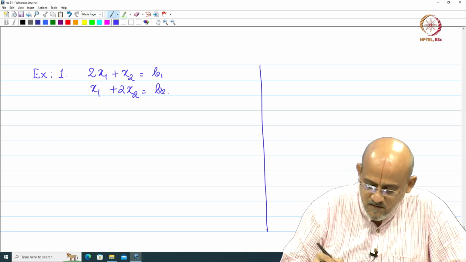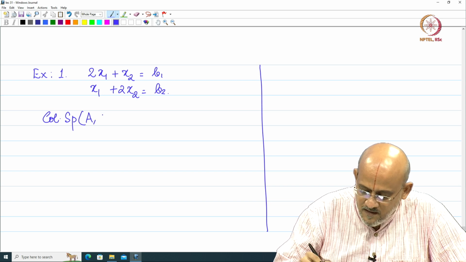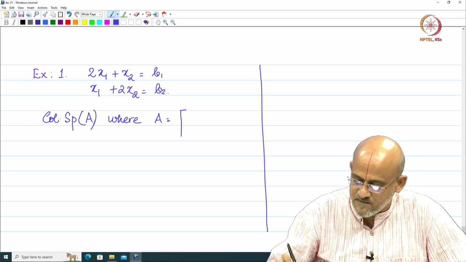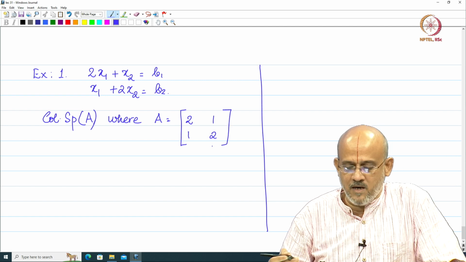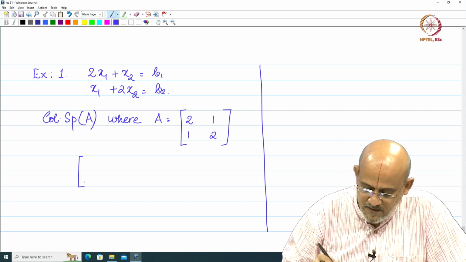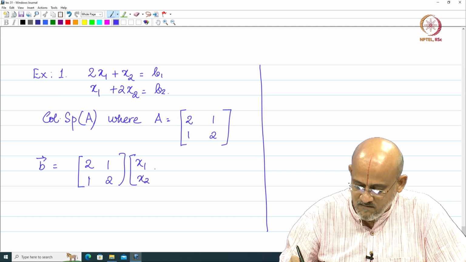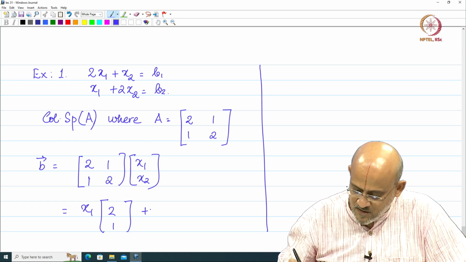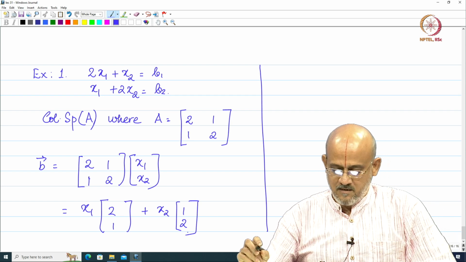So, what are we trying to look at? We want to look at the column space of A, where A is equal to this matrix, which is 2 1 1 2. Now, what are we trying to do? We want to look at those set of vectors b which can be expressed as the matrix 2 1 1 2 times say x1 x2, which is essentially saying x1 times the vector 2 1 plus x2 times the vector 1 2.